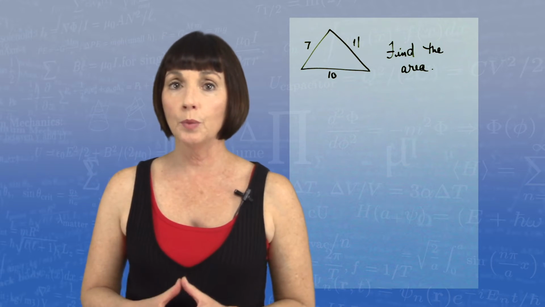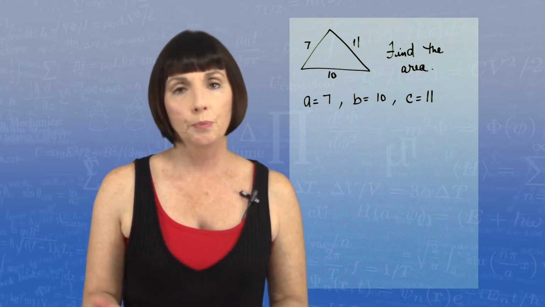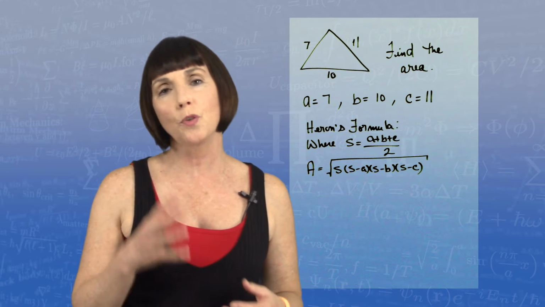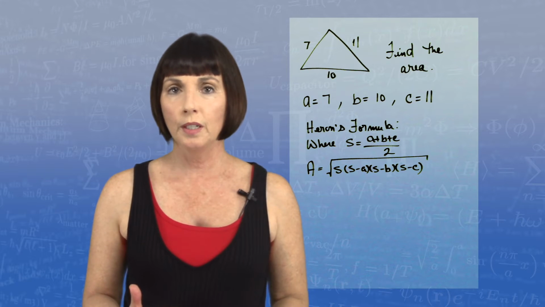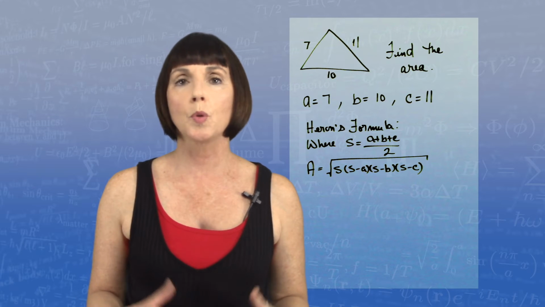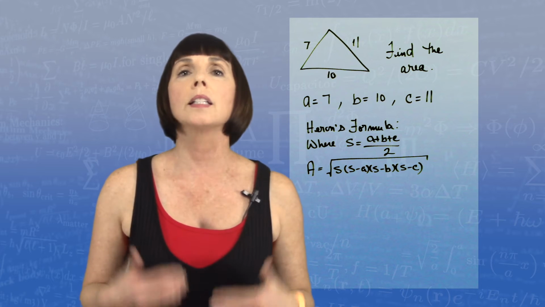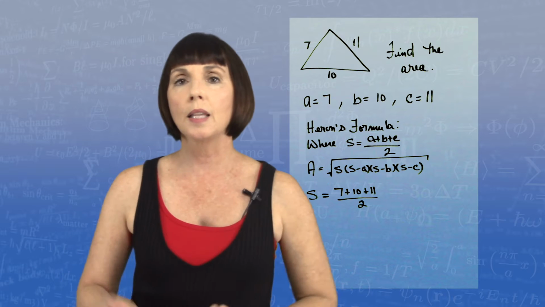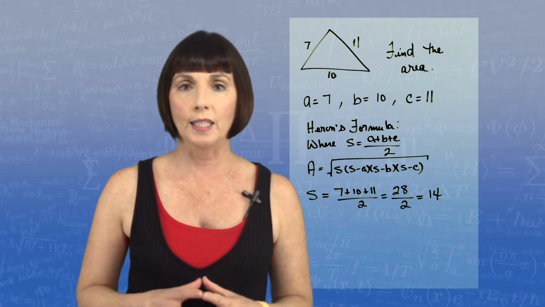So we have a triangle here with side lengths 7, 10, and 11. So let's say that A is equal to 7, B is equal to 10, and C is equal to 11. Now, just to remind ourselves, Heron's formula says that where S is equal to A plus B plus C over 2, the area is equal to the square root of S times quantity S minus A times quantity S minus B times quantity S minus C. So let's just step through this. Let's find S first. So S is equal to 7 plus 10 plus 11 over 2. That's equal to 28 over 2, or 14.